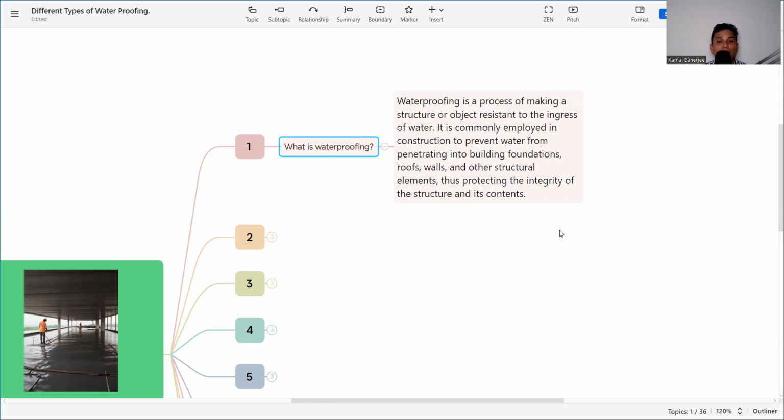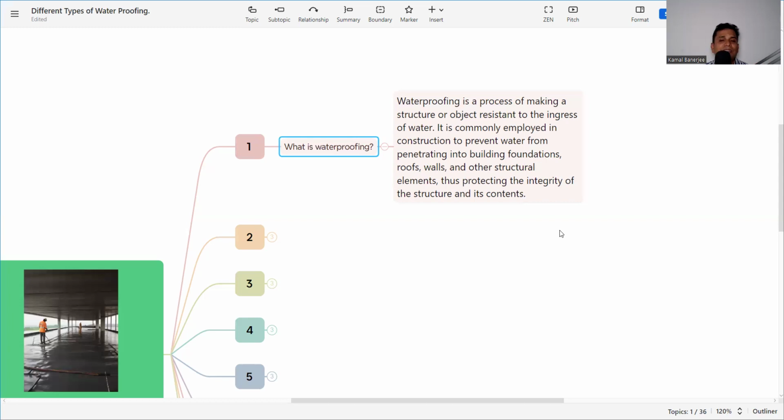So in order to get structural stability, we need to protect our structure from ingress of water from the outside. Whatever the possible sources of water ingress, we need to protect them. That is the roof, foundation, wall, and everything. This is commonly employed in construction to prevent water from penetrating into the building, foundation, roof, walls, and other structural elements, thus protecting the integrity of the structure and its contents. So this is waterproofing, and why waterproofing is required.